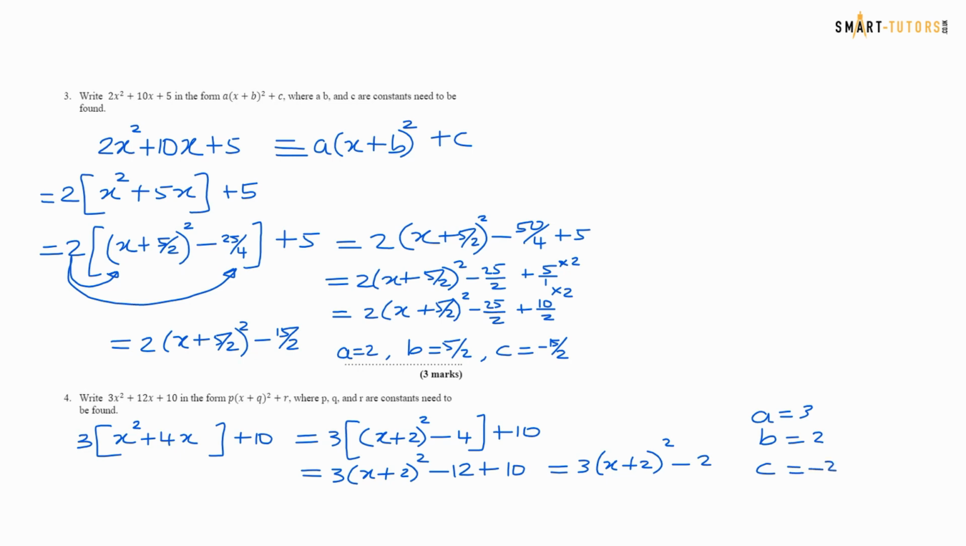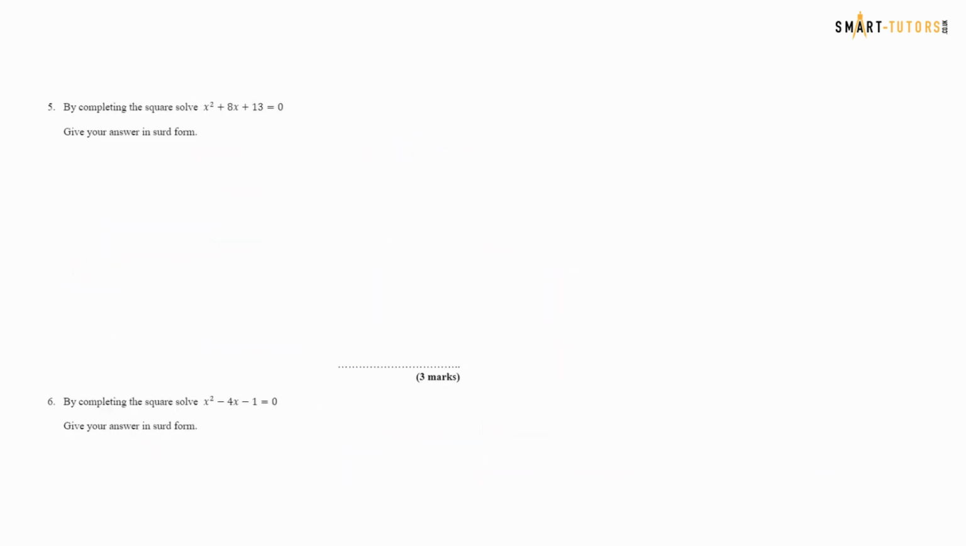That is our final answer for question number 4. Question number 5. By completing the square, solve x squared plus 8x plus 13 equals 0. Give your answer in surd form. So first of all, I'm going to write the quadratic equation. x squared plus 8x plus 13 equals 0.